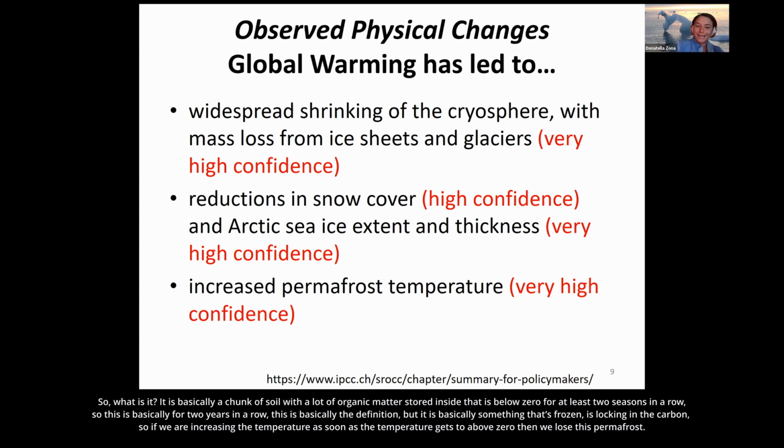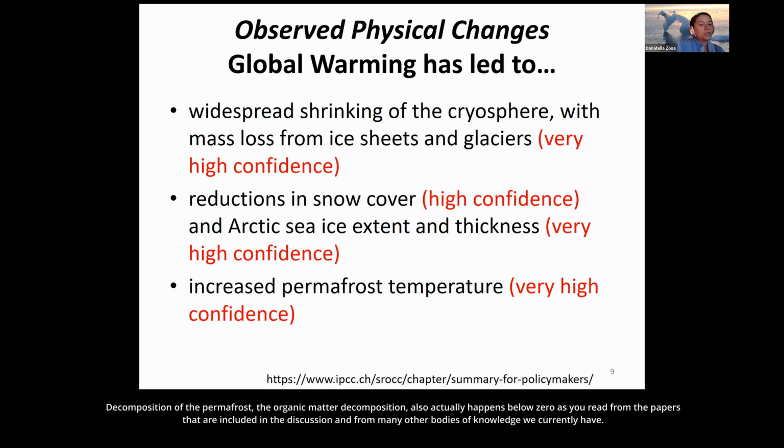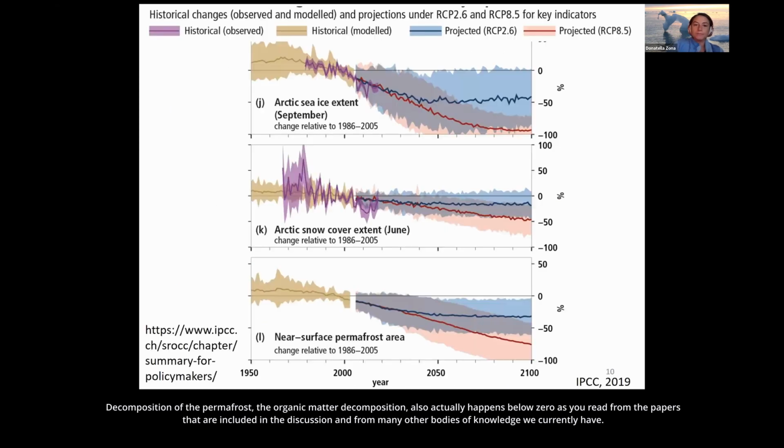So if we are increasing the temperature, as soon as the temperature gets above zero, then we lose this permafrost. Decomposition of the organic matter in the permafrost actually also happens below zero, as you read from the papers that are included in the discussion, and from many other bodies of knowledge we currently have.